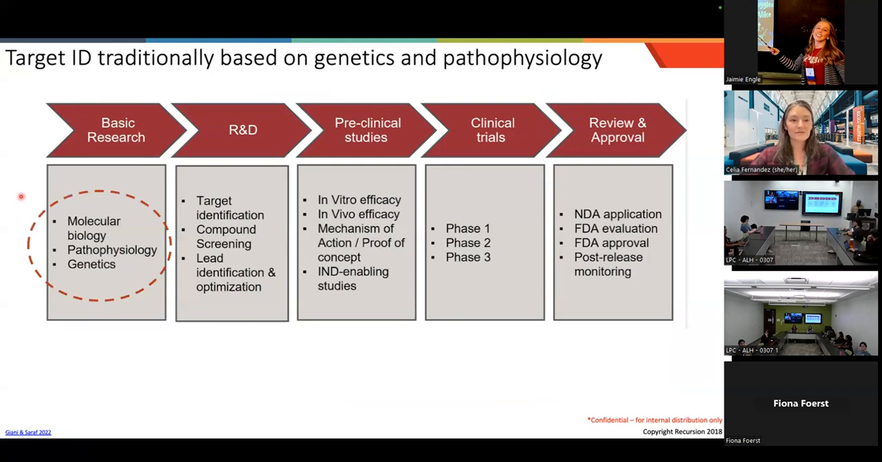That's where we have to rely on a lot of basic research, and a lot of basic research that's done with a focus on a disease or a patient population. So historically, people have used molecular biology, pathophysiology, and genetics. What do I mean by that?